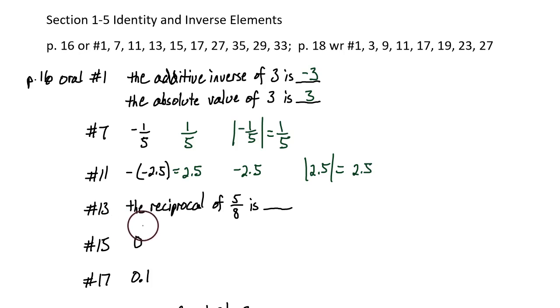Number 13 asks for a reciprocal. The reciprocal of a fraction is when you turn the fraction upside down, 8/5. Number 15 has no reciprocal. 0 is the only number that has no reciprocal. So the answer is none or empty set. For number 17, to help us find the reciprocal, we could write this as a fraction. This is 1/10. Now it's easier to see what this would look like when you turn it upside down. 10/1, or simply just 10.